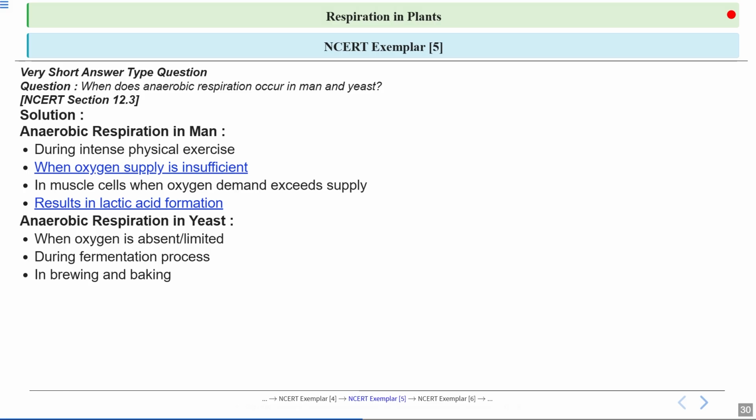In baking, the carbon dioxide produced makes the bread rise, that is, fluffy. And in brewing, the ethanol produced becomes alcohol in drinks. So the end products of anaerobic respiration in yeast are ethanol and carbon dioxide. Ethanol is alcohol and carbon dioxide forms bubbles in bread and beverages. So yeast is an important part of the food industry.